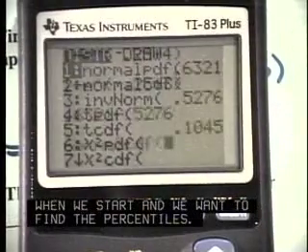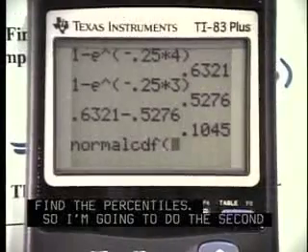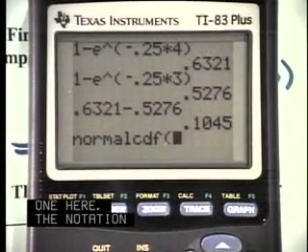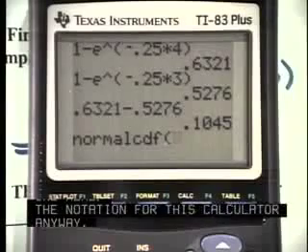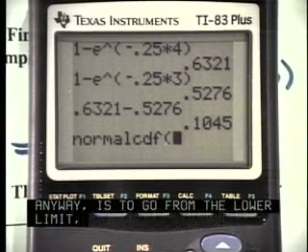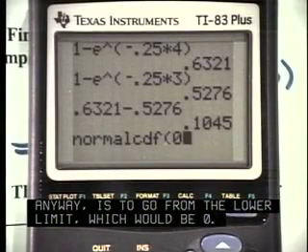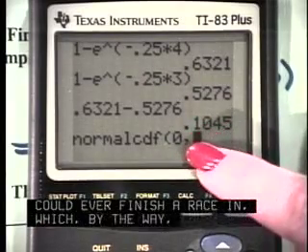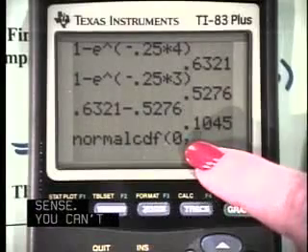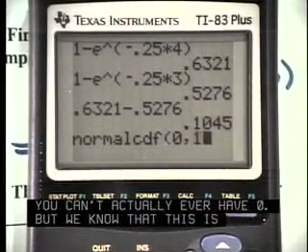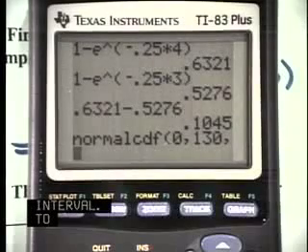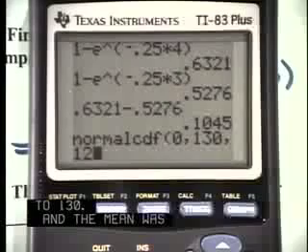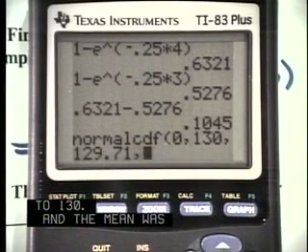So I'm going to do the second one here. The notation for this calculator, anyways, is to go from the lower limit, which would be 0. That's the fastest that she could ever finish a race in, which, by the way, doesn't make sense. You can't actually have 0, but we know that this is the interval, to 130. And the mean was 129.71, and the standard deviation is 2.28.